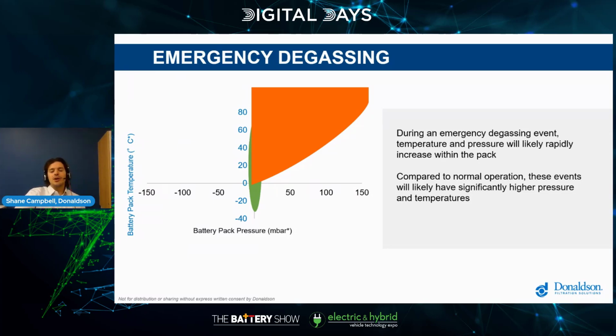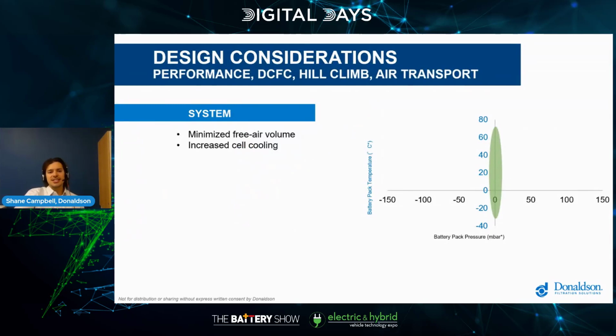So now let's talk a little bit about how we design for these, both at a system level, but also at a battery venting level. We can group together the first four edge cases of performance, DC fast charging, hill climb, and air transport into some of the same considerations. So at a system level, we can minimize the free air volume to minimize the effects of temperature and pressure inside the pack. We can also increase cell cooling to help minimize those temperature changes, which in turn will decrease the changes we'll see in pack pressure.